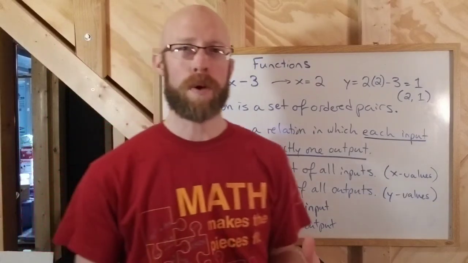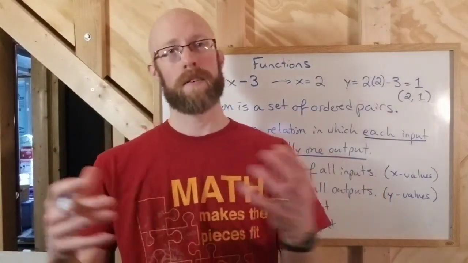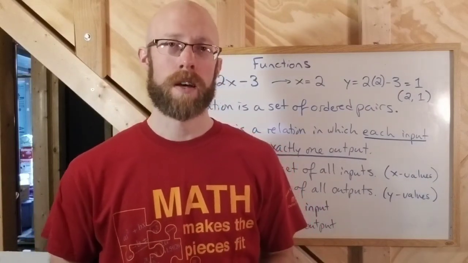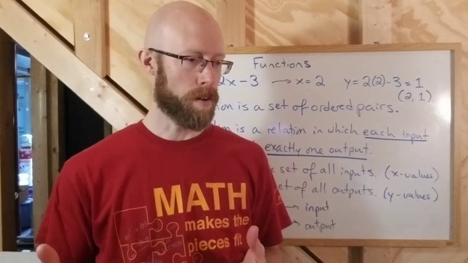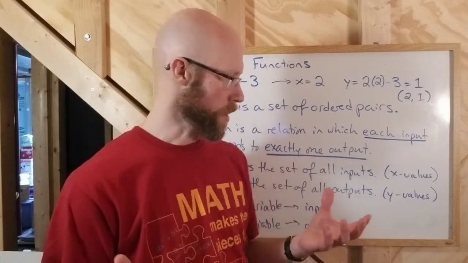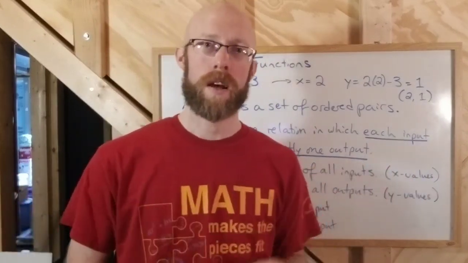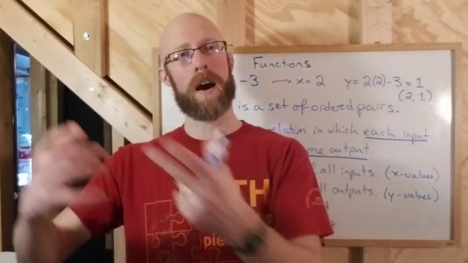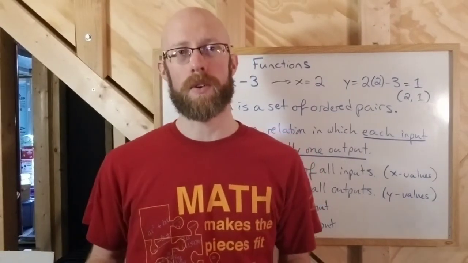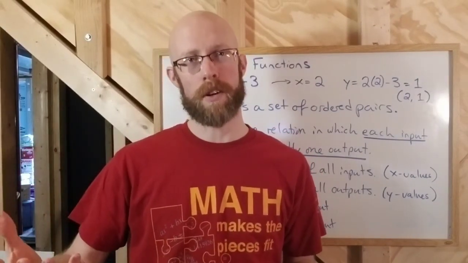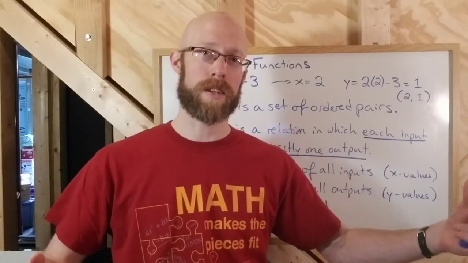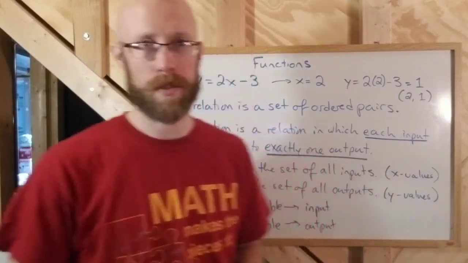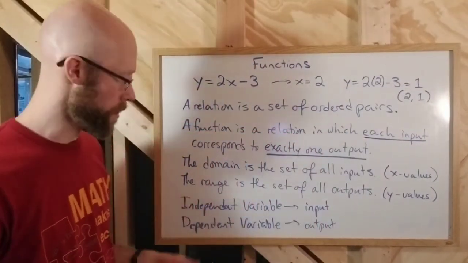Okay, so the dependent variable depends upon what you plug in for the independent variable. That's why it's called the dependent and the independent variable. In the example of income and tax, how much you get taxed is dependent upon how much you make. So what you make is the independent variable. How much you get taxed is the dependent variable because it depends upon the independent variable. Okay, that's where those names come from. That's why they are that way.